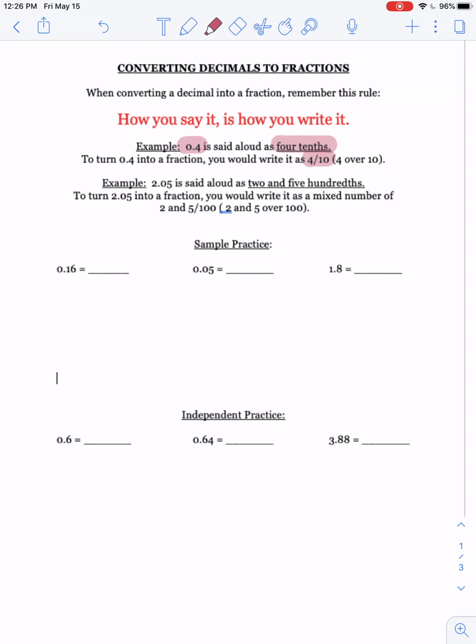The next example is if we would end up with a mixed number. So here we have 2.05. Out loud, we would say that as 2 5/100. So as a fraction, we would write that as a mixed number, 2 and then 5/100.